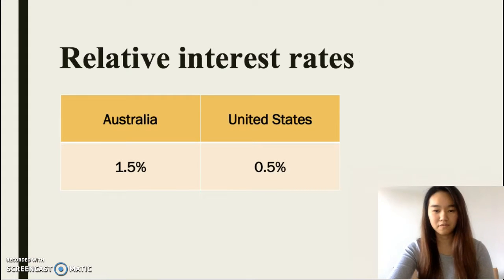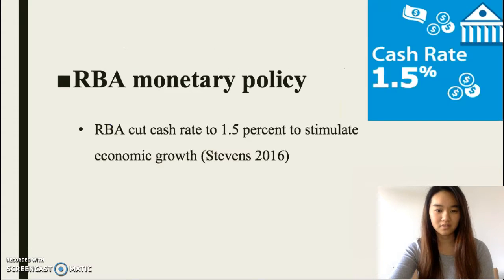Relative interest rate. Australia's interest rate is 1.5% and the United States is 0.5%. Again, both countries have low interest rates. RBA monetary policy. Recently, RBA has cut the cash rate to 1.5% in order to stimulate economic growth. Low interest rate would have an adverse effect on the exchange rate.